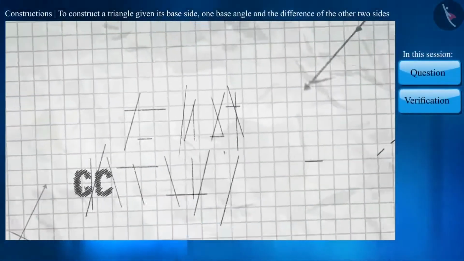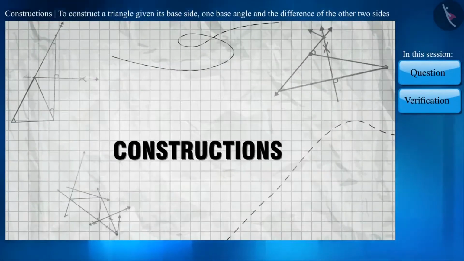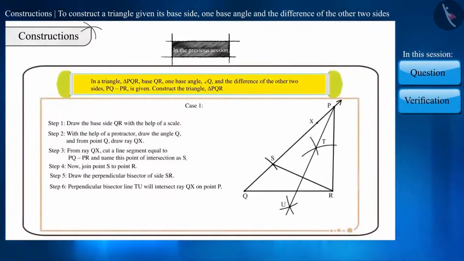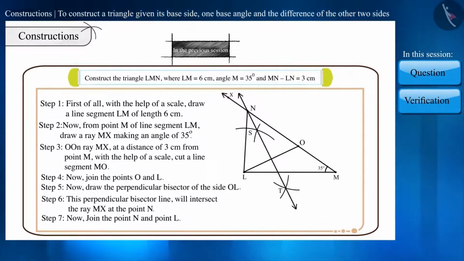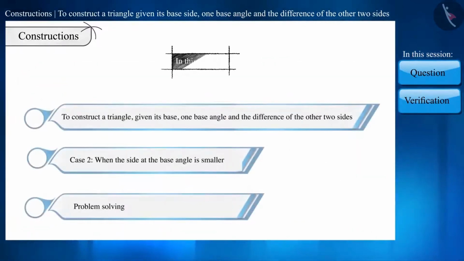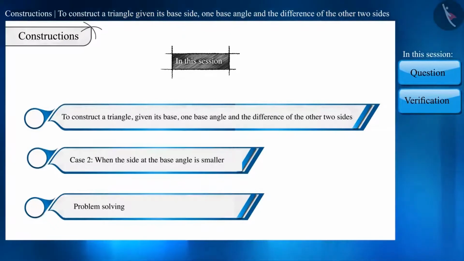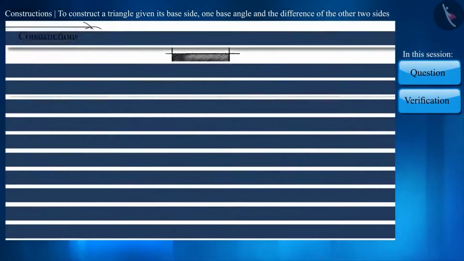Hello friends, welcome to this video on constructions. In the previous video, we learned to construct a triangle whose base side, one base angle and the difference of the other two sides are given. In this way, for the given measurement, we learned the construction in both cases. Case 1, when the side formed on the base angle is greater than the other side, and Case 2, when the side formed on the base angle is smaller than the other side. And we did some construction based on Case 1. In this session, we will learn to construct a triangle based on Case 2.